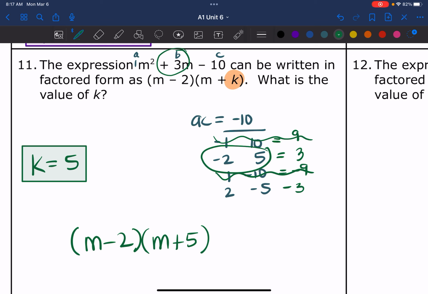So on the test, there is one like that, where it just asks you what K should be, and then it gives you a blank space. You have to write in what you think it should be. So in this case, it would be 5.